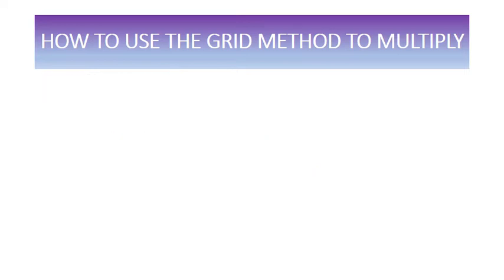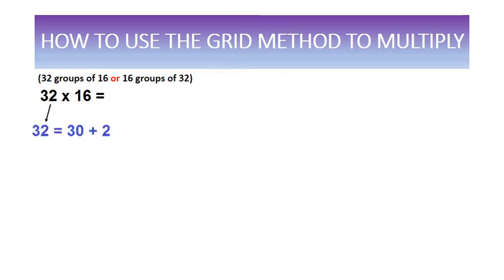So now let's continue with the grid method, but this time with slightly bigger numbers. So here I've got 32 multiplied by 16. So I've got 2 2-digit numbers here. And again, we can read this as 32 groups of 16 or 16 groups of 32. So the first thing I'm going to do is partition my 32. So 32 is made up of a 30 and a 2. And then if we think about our 16 and we understand our place value, 16 is made up of one lot of 10 and a 6.